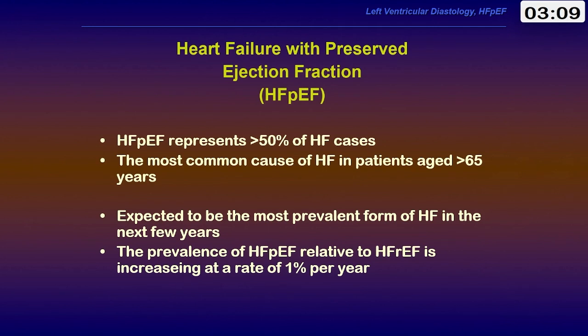HFpEF actually represents more than 50% of heart failure cases, because it is important. And if we have a drug that works in some of these abnormalities that lead to HFpEF, this is a very strong challenge. It is the most common cause of heart failure in patients aged more than 65 years and expected to be the most prevalent form of heart failure in the next few years. Why? Because the prevalence of HFpEF increases by 1% per year. This means that after 10 years, we have 10% extra cases of HFpEF.